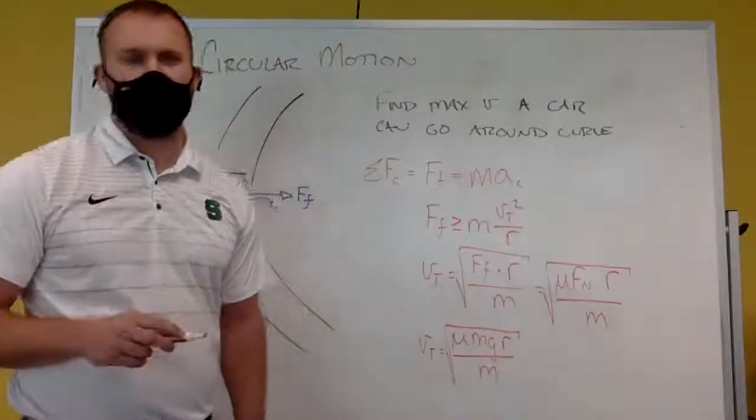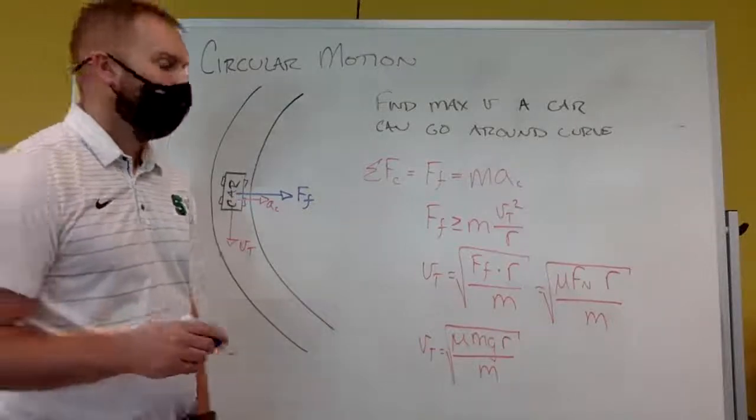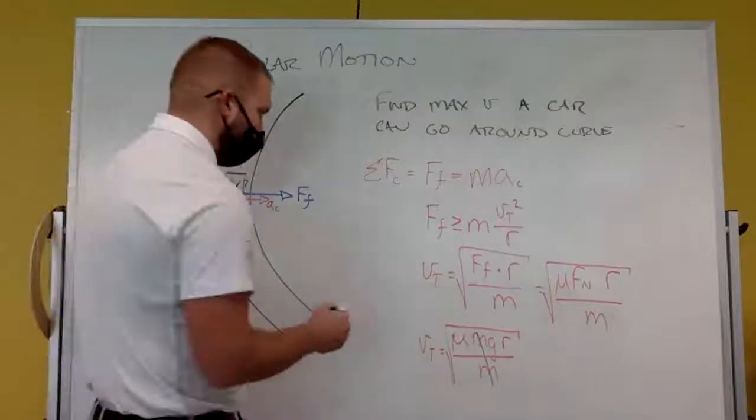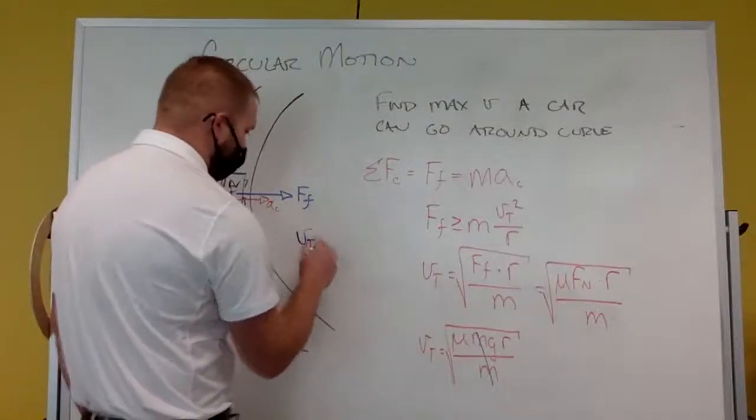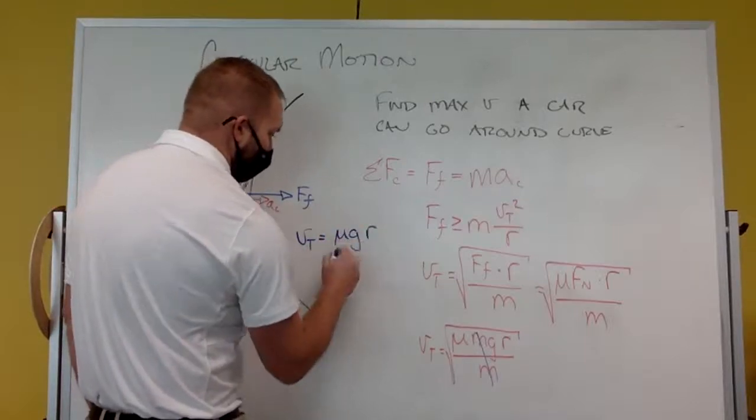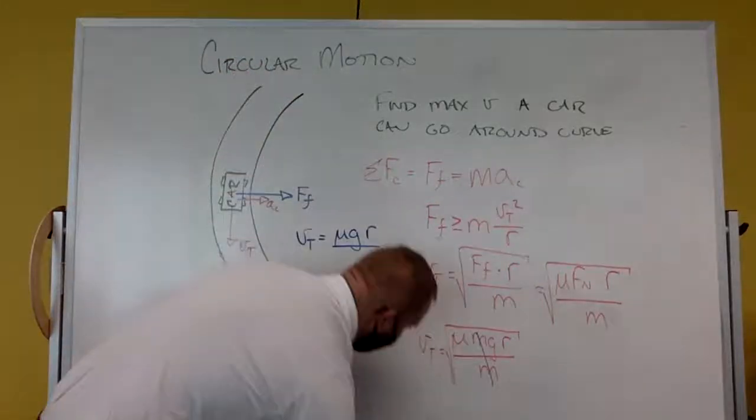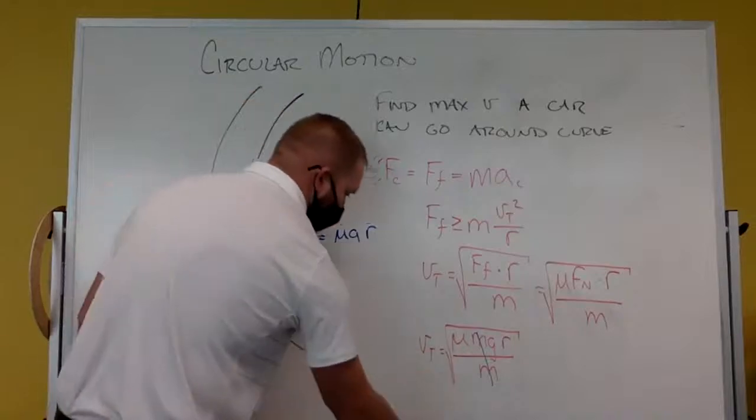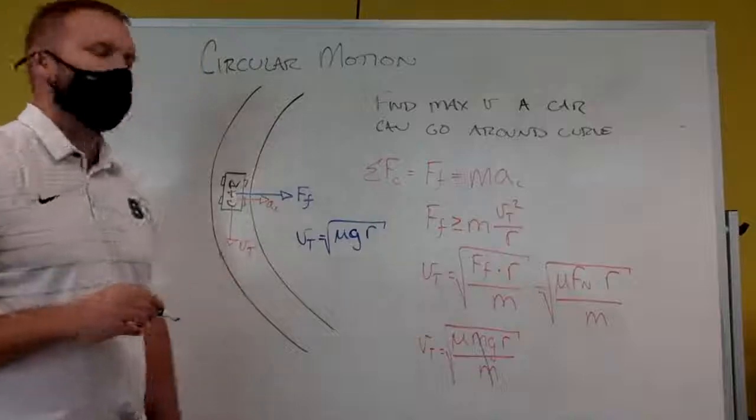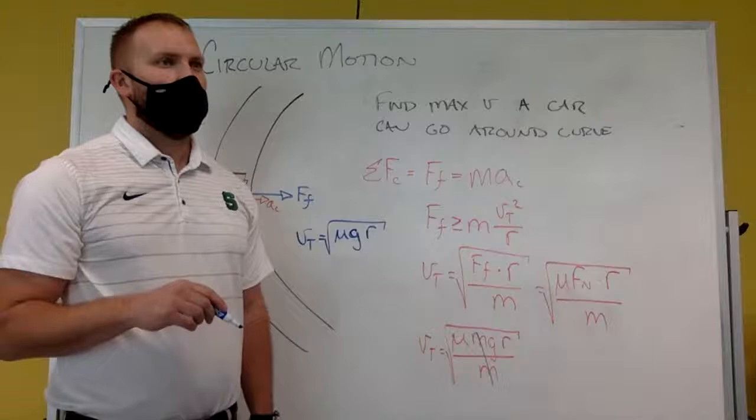Simplify. Mass goes away. So my final answer is that the maximum velocity is the square root of the coefficient of friction times gravity times the radial distance of my turn. That's as fast as an object can go.